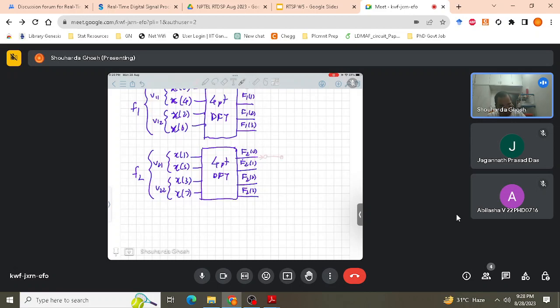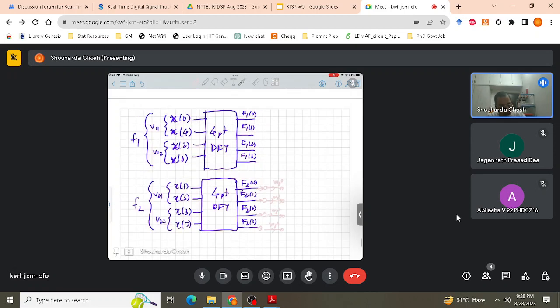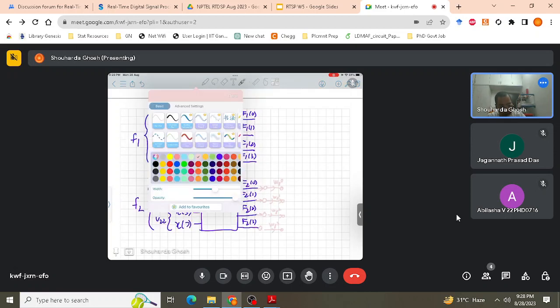Here k is 0, so it will be W8 of 0. Here k is 1, so W8 of 1. Here k is 2, so W8 of 2. Here k is 3, so W8 of 3. Okay. So now we have all these multiplication terms.